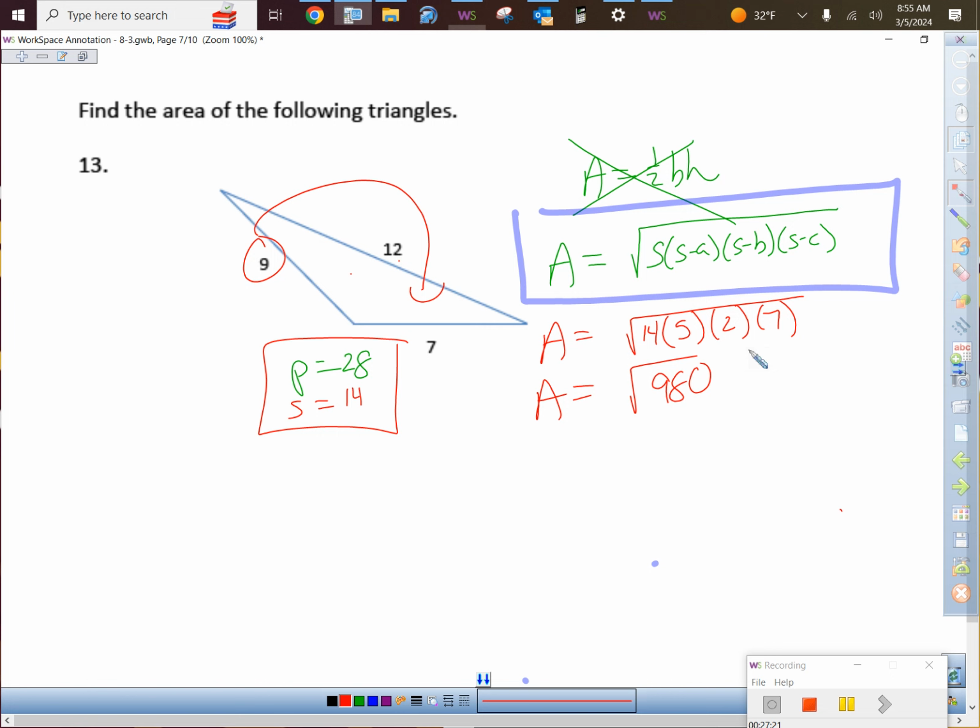But I do need a label on it. This is in units. So do you want units, units squared, or units cubed? Units squared.